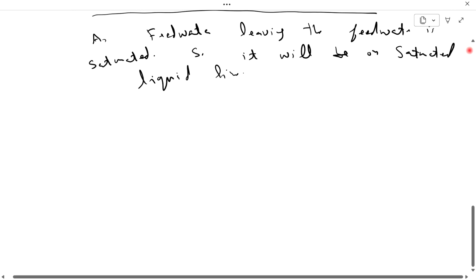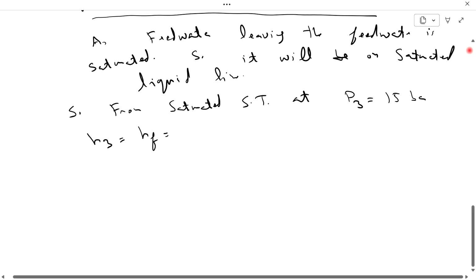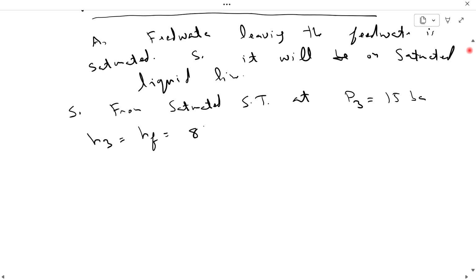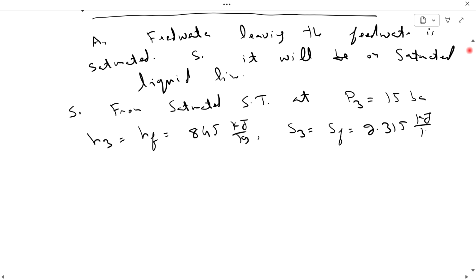So from the saturated steam table at pressure P3 equal to 15 bar, H3 is equal to Hf, which is equal to 845 kilojoule per kilogram, and S3 is equal to Sf is equal to 2.315 kilojoule per kilogram per Kelvin.